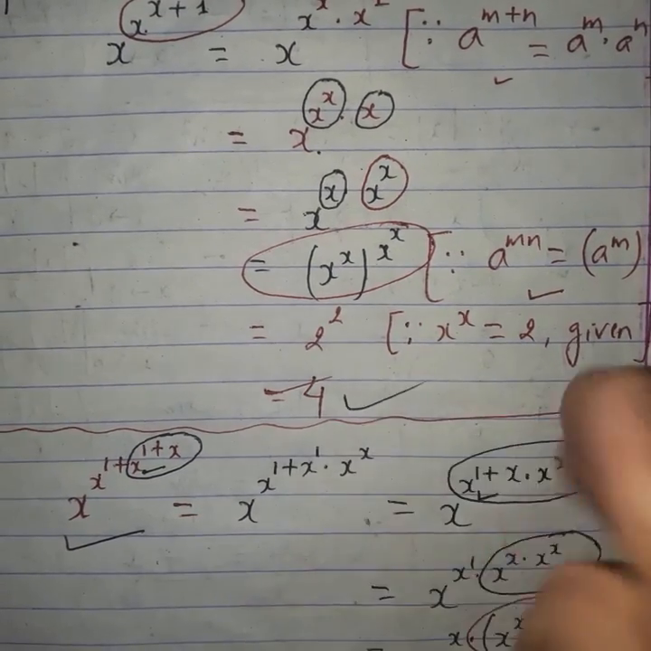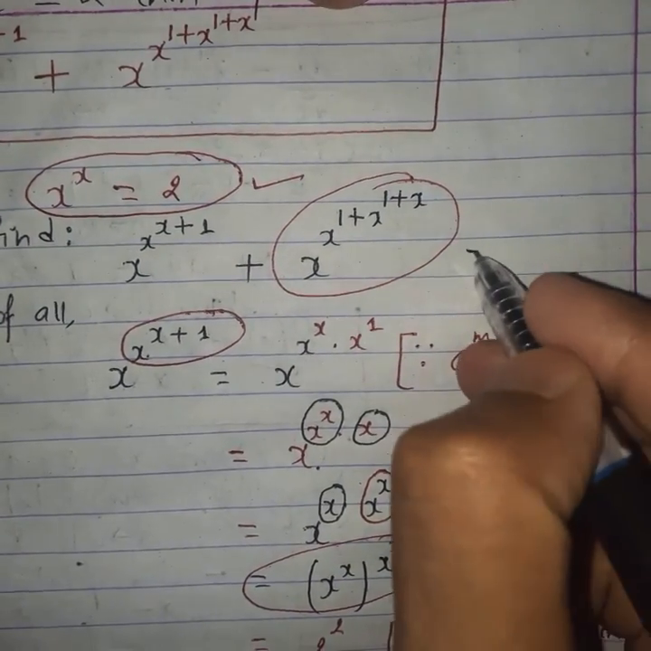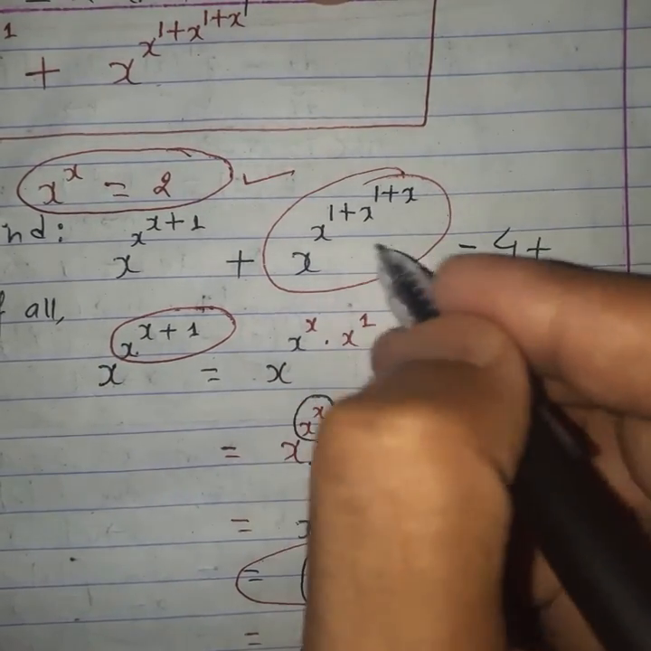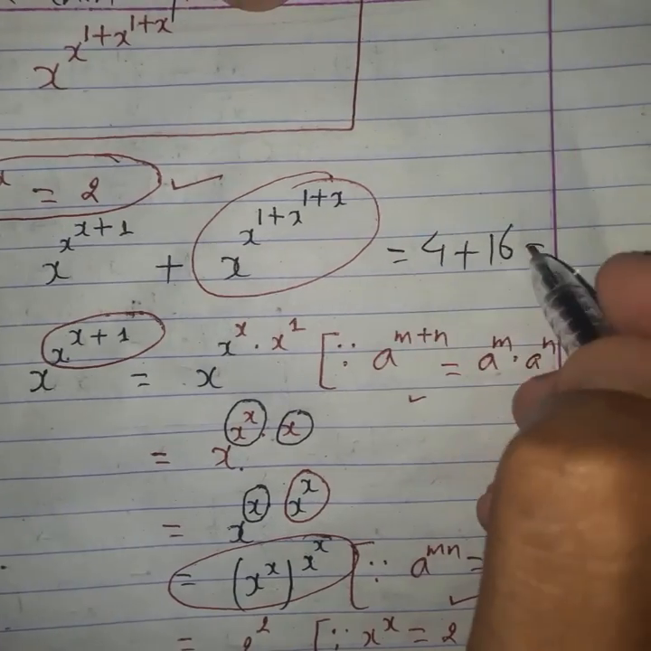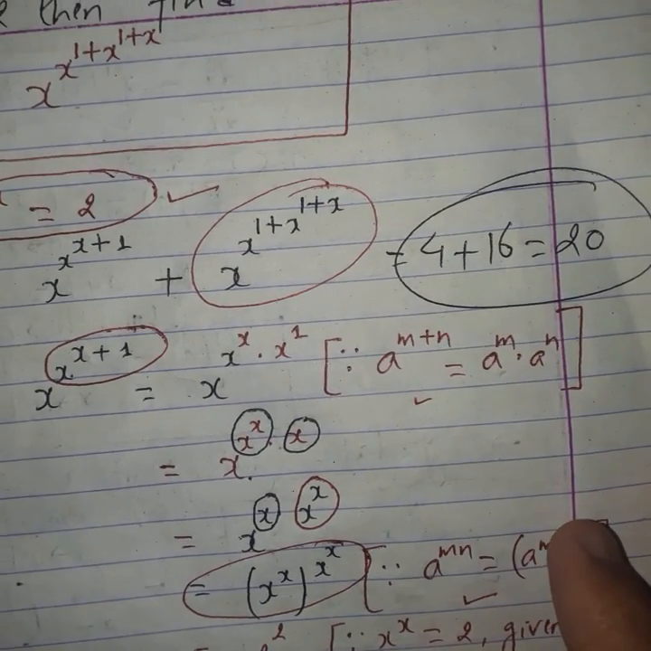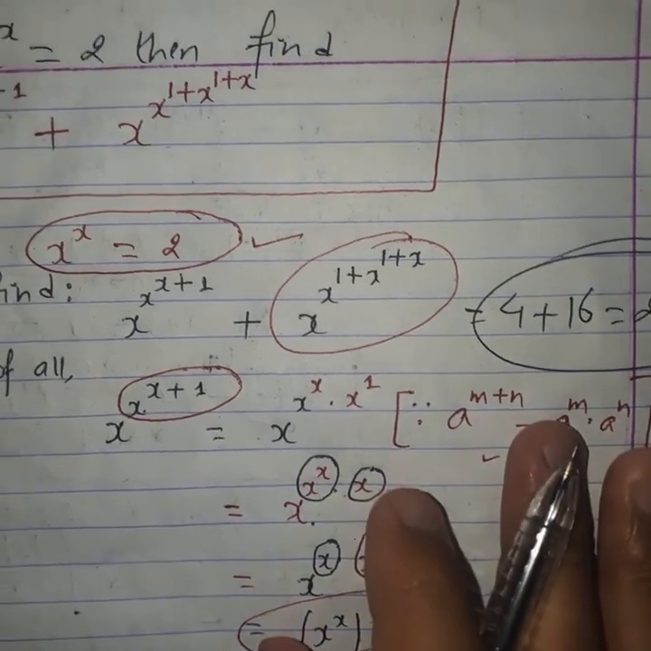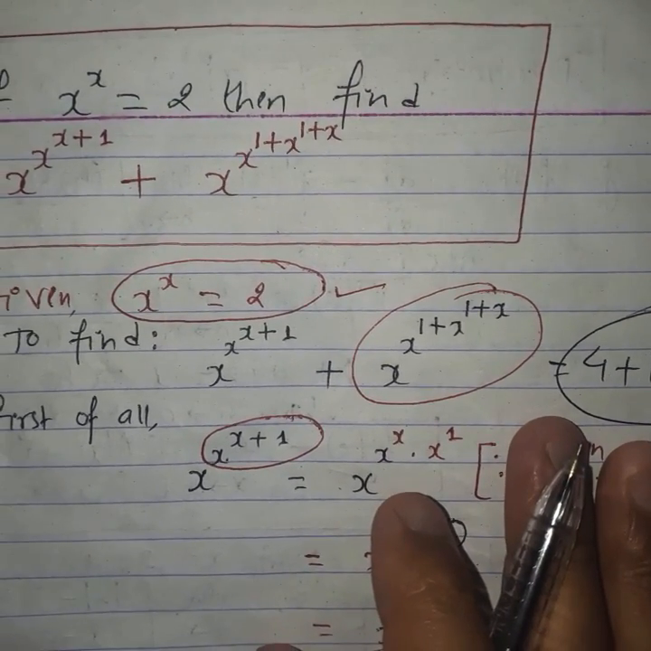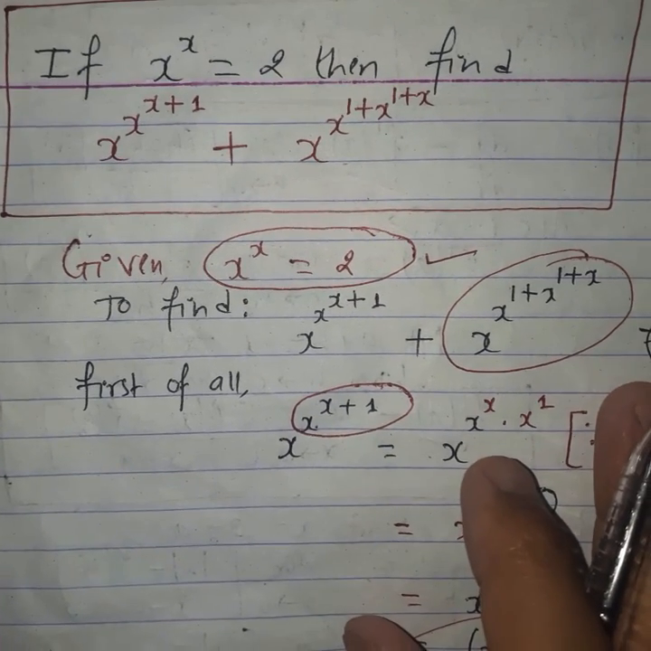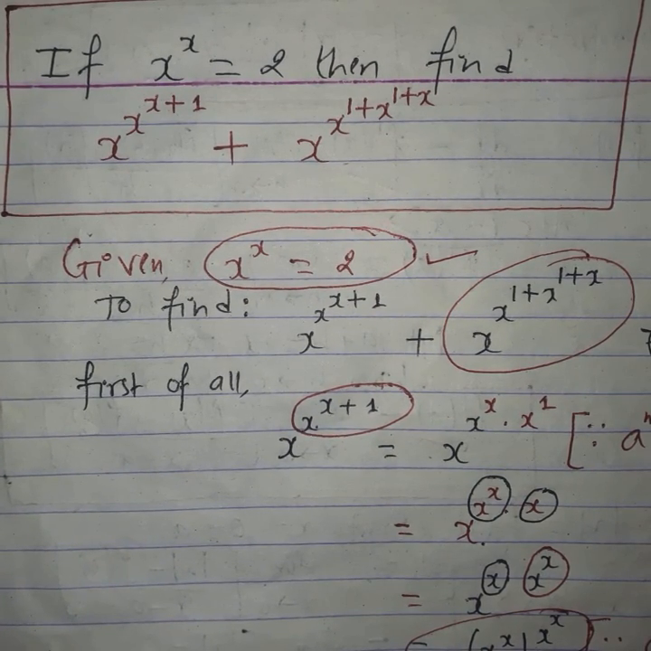The first expression is 4. So the final answer is the result of this, 4, plus the result of this, 16. It is just 20. The final answer is 20. Here we have solved this problem by using the basic concept of the exponents, by using the basic laws of the exponents. This is a very interesting question.